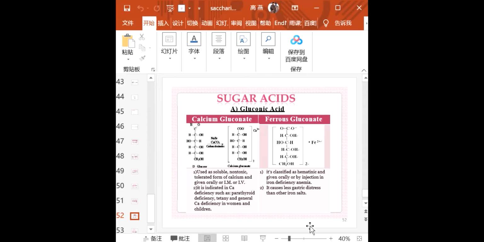And it's indicated in calcium deficiency, such as parathyroid deficiency and general calcium deficiency in women and children. This is for calcium gluconate. And how about ferrous gluconate? It's the same thing: when glucose is oxidized to gluconic acid and combines with the ferrous ion, we get ferrous gluconate, okay?